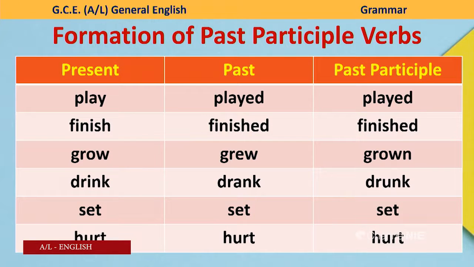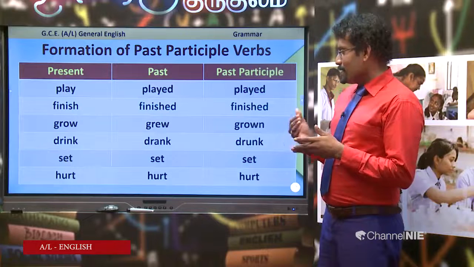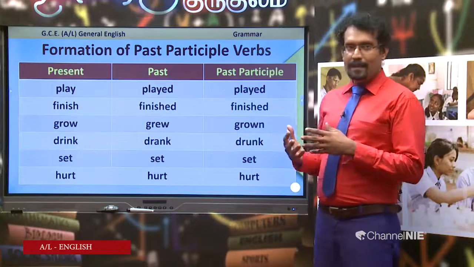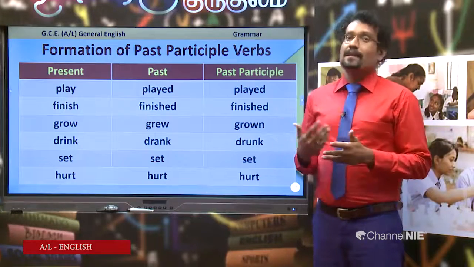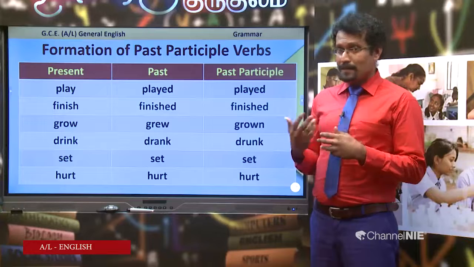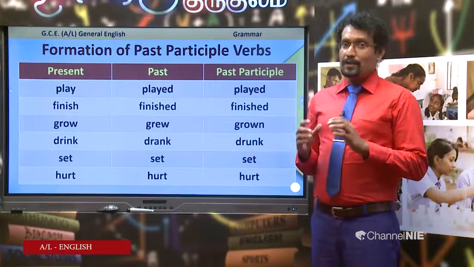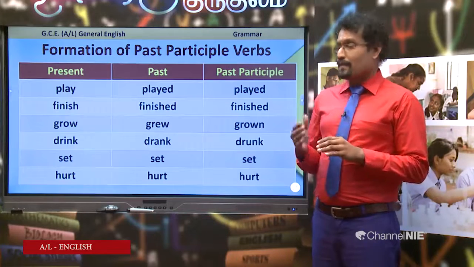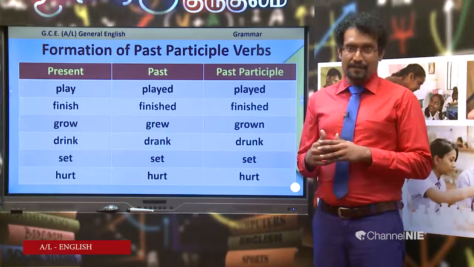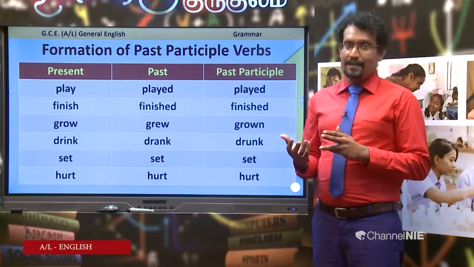Then the third set. Set, set, set. Hurt, hurt, hurt. So, you can see in the present tense, in the past tense as well as in the past participle verb formation, you can see the same verb. Set, set, set. Hurt, hurt, hurt.